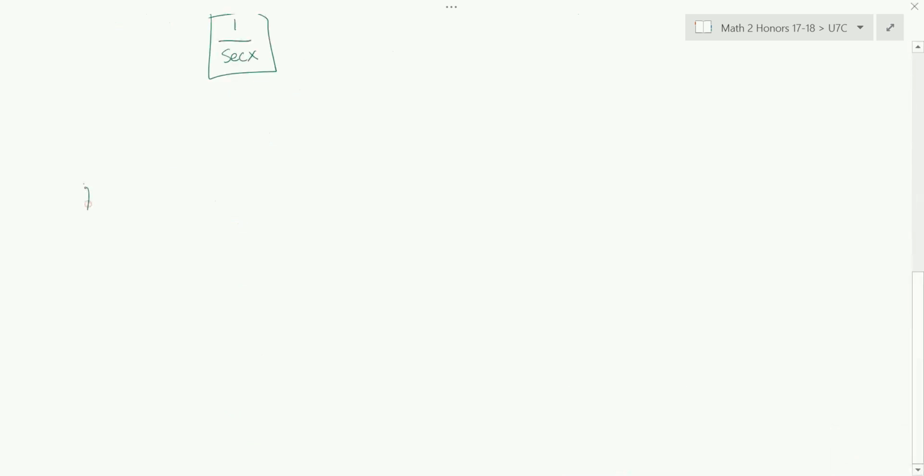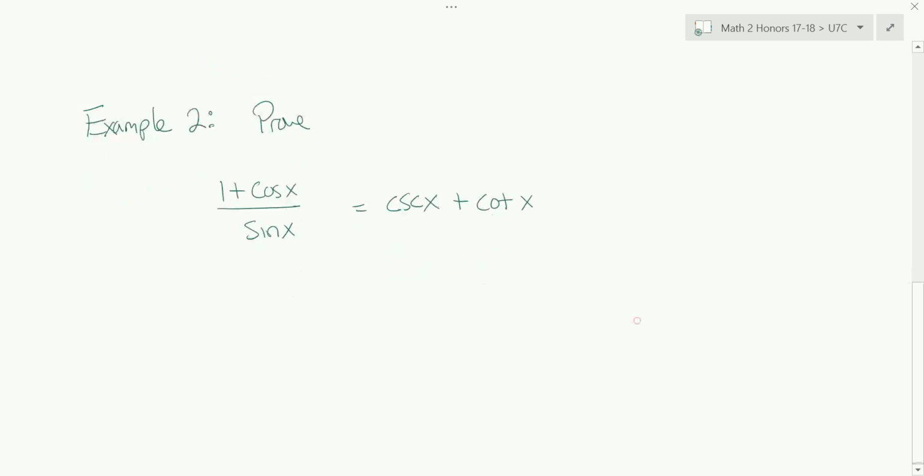Okay, second example. Want you to prove 1 plus cosine x over sine x is equal to cosecant x plus cotangent x. Okay. We want to prove that one side's equal to the other.